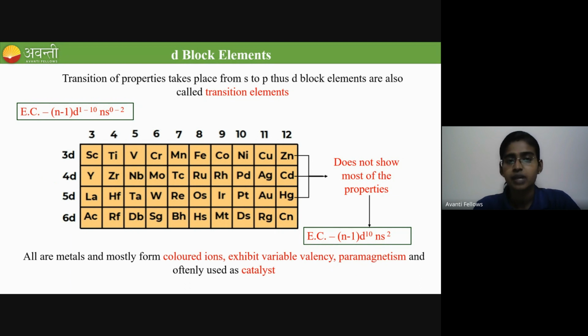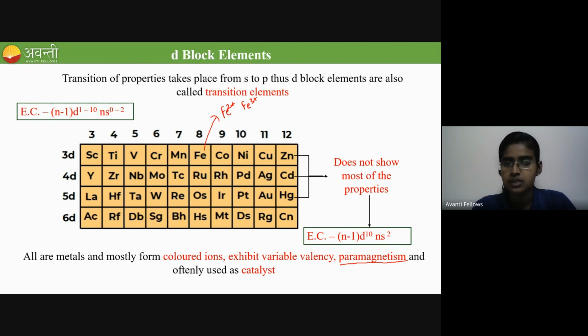Suppose I am taking iron, iron can exist in 2 plus state as well as 3 plus state. Like this, they exhibit different variable valencies, and they exhibit paramagnetism. So what is paramagnetism? Species containing unpaired electrons are called paramagnetic. So all the d block elements are mostly paramagnetic in nature, and if a substance is paramagnetic in nature, that substance will get attracted towards the magnetic field.